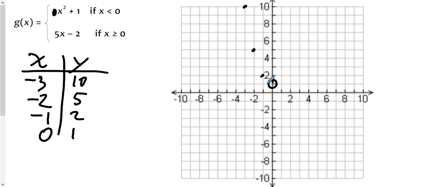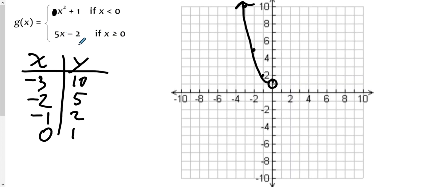Now immediately to the left of that is included. So everything to the left on that parabola, all of those points are included, but that open circle there means it's not defined there at x equals 0. Okay, great. Now let's do the right side.